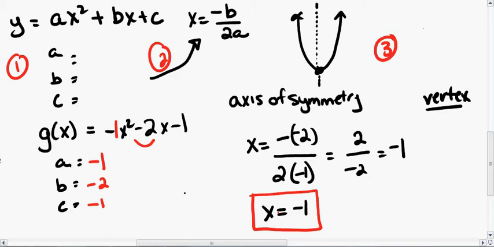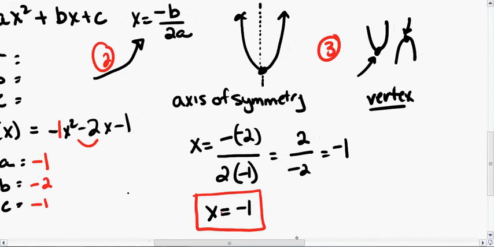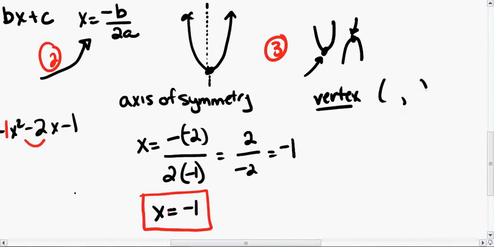A vertex is going to be the point at the bottom or at the top of a parabola. It's your minimum or your maximum value. And because it's a point, we want two numbers. And in this case, we want a number for x, and we want a number for g of x. I already have the number for x. We found it in the last step, the axis of symmetry. That's going to be -1. What I need to find is the value for g of x. But that's going to be very easy to do.